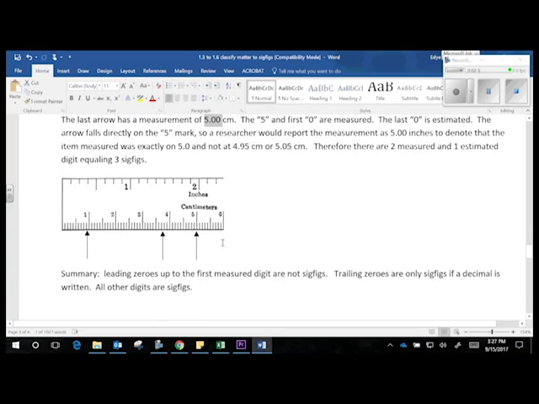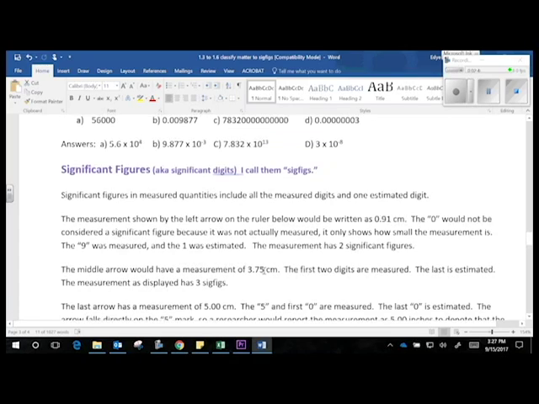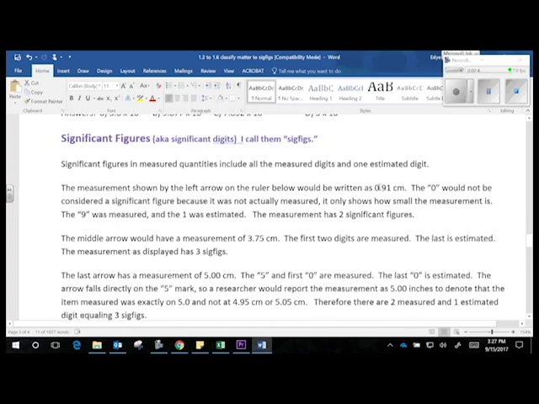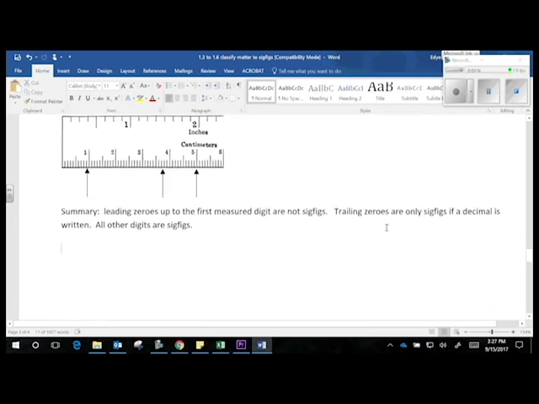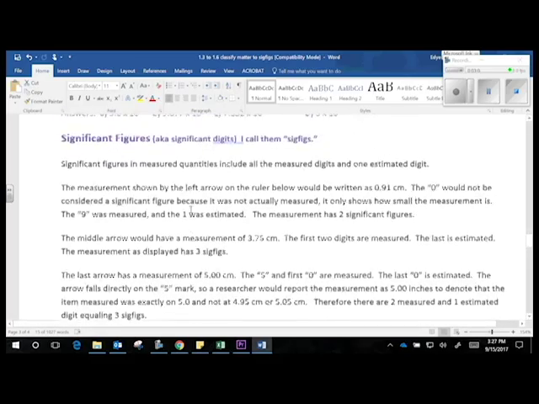Summary for this is that leading zeros up to the first measured digit do not count as sig figs. So this leading 0 right here is not a sig fig. Trailing zeros are significant only if a decimal is written. All other digits are sig figs, including zeros in between the first and the last sig fig.